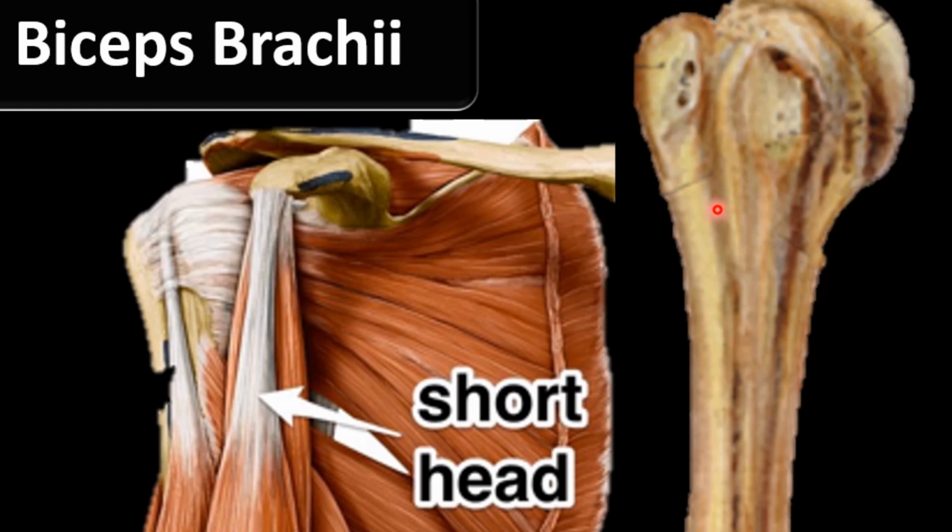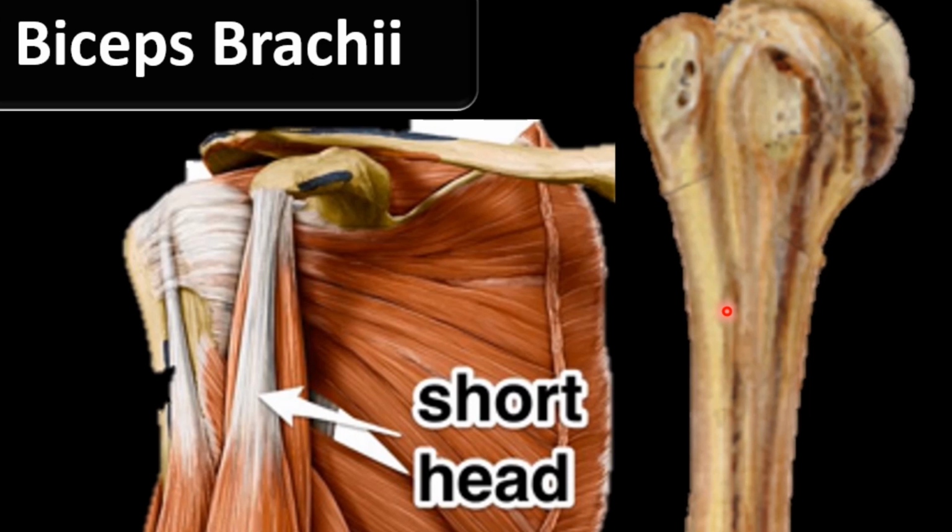And of course, as it passes through this groove, we expect it to also be running over another muscle. What's the name of the muscle? Latissimus dorsi. Latissimus dorsi is one muscle that gives its insertion on the floor of this intertubercular groove, while the long head of biceps brachii will run across it as it goes to join the other belly from the short head of biceps brachii.